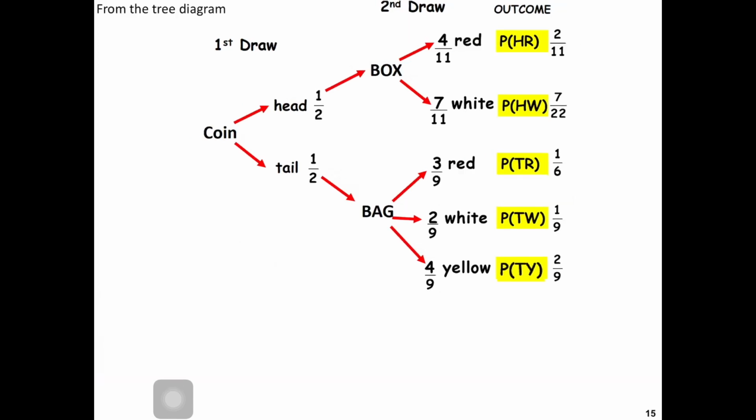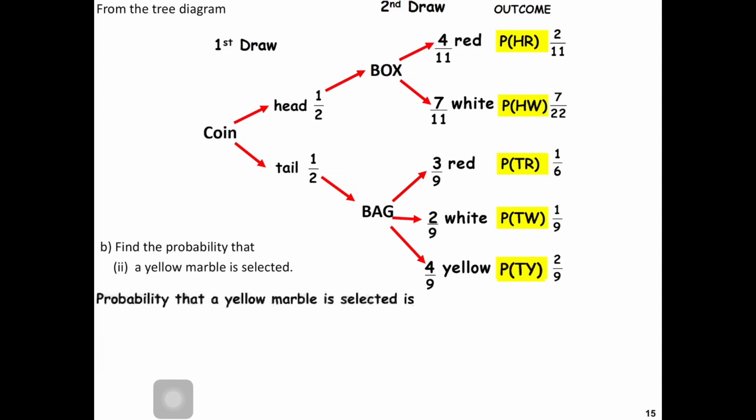Next, this is your tree diagram again. From the tree diagram, find the probability that a yellow marble is selected. So again, we find any outcome that has a yellow marble. The probability that a yellow marble is selected is the probability Y. The only outcome that has yellow is over here, that is your probability TY, and the value for that is 2 over 9.